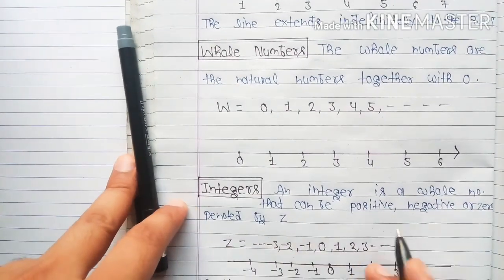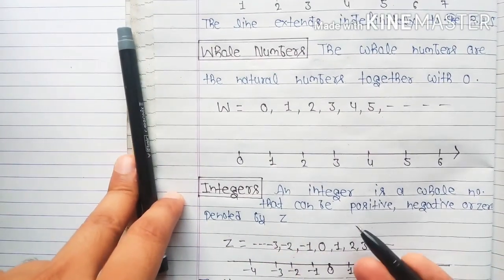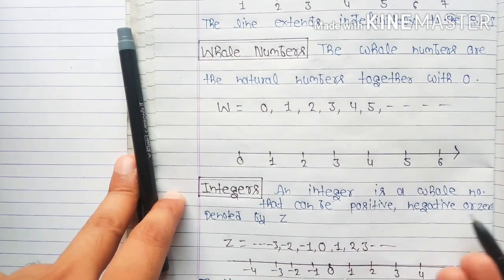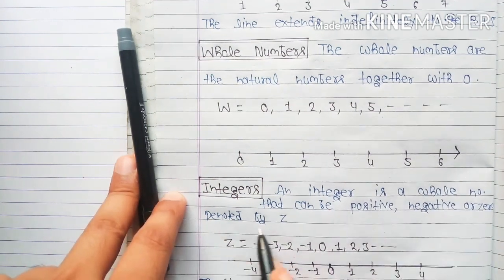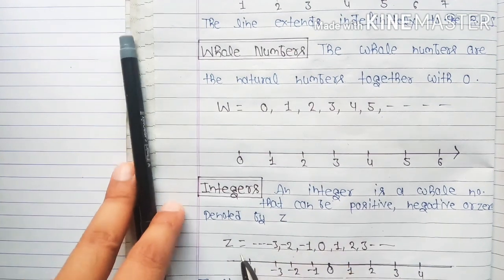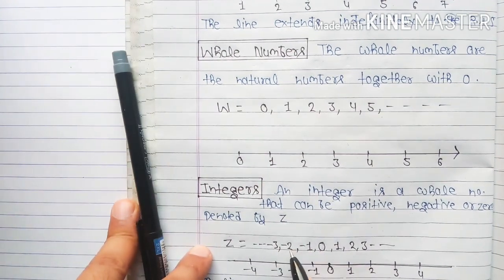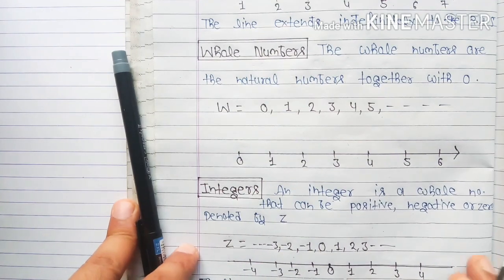Now what are integers? An integer is a whole number that can be positive, negative or 0. It is denoted by capital Z. Now Z is equal to 0, from the left side minus 1, minus 2, minus 3 and so on, and from the right side 0, 1, 2, 3 and so on.